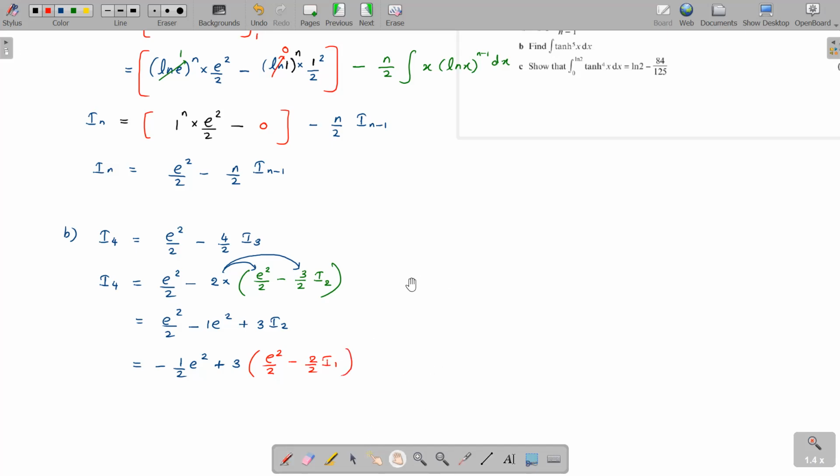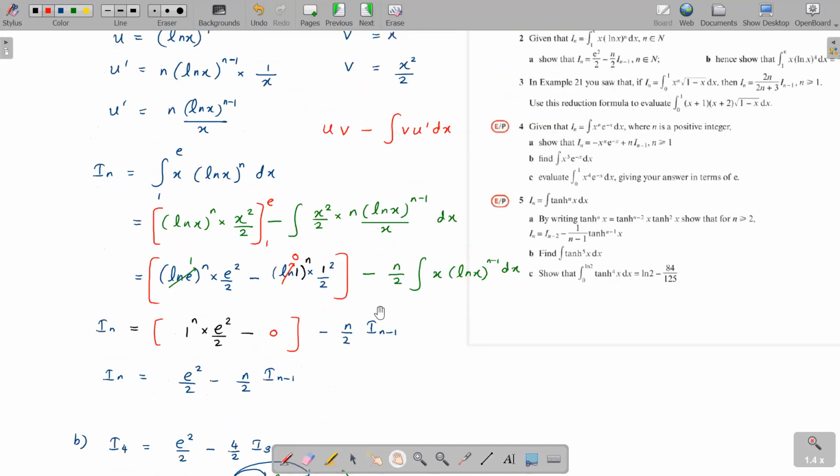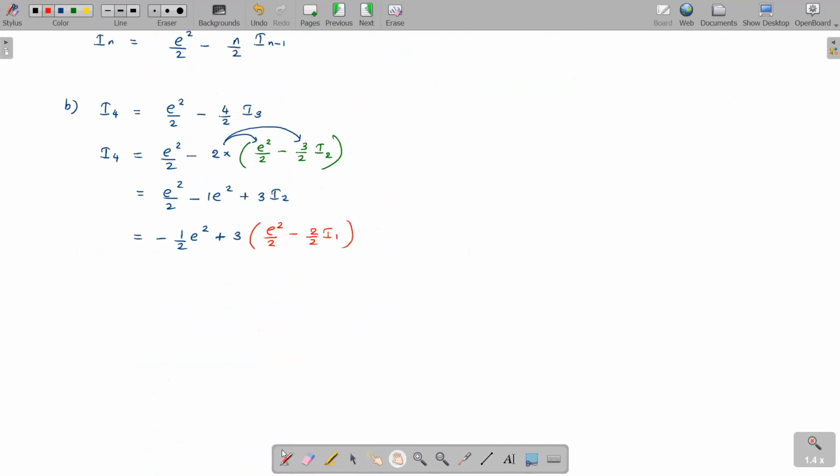Okay, so is it easy to get I1 directly? If I go for I1 here, I get x ln x. No, there's again still a product here for I1. So we'll go for I0. Keep using the rule. First, we'll open the bracket, minus half e square. 3 into e square over 2 gives us what? 3 e square over 2. 3 into minus 2 over 2 means 2 over 2, it cancels. It's just 1. So I get here minus 3 I1. Do you agree with me?